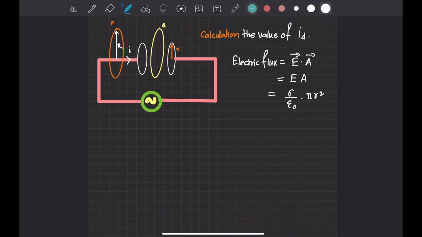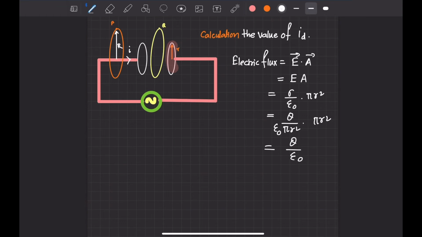So as you can clearly see from here, this is the pi r square, and sigma by epsilon naught is the value of the electric field, right? We all know that. So now we want to find out what is sigma. Sigma is the charge density, so we can write q by pi r square, and pi r square over here and the epsilon naught under here. So here we can get that q by epsilon naught is the value of the electric flux.